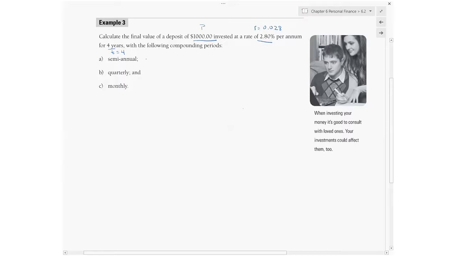So this is where my n is going to come from, because remember we're talking about compound interest. The amount is equal to the principal times 1 plus the rate over the number of times it's compounded, all to the power of n times t, which is your term. So in A, semi-annually, that means n is equal to 2. Quarterly, n is equal to 4 because it's every quarter, 4 times a year. And monthly, well, there are 12 months in a year, so n is equal to 12.